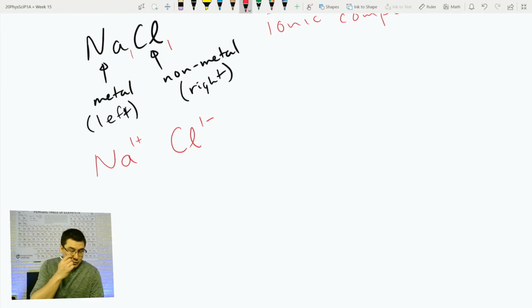Then the rule for writing ionic compound formulas is that the charges of both ions, the metal and the nonmetal, need to sum to 0. So they need to be neutral, or you're going to combine different amounts of each ion until you add up to a total charge of 0. So in this case, +1 and -1, you combine them, and that makes sodium chloride.